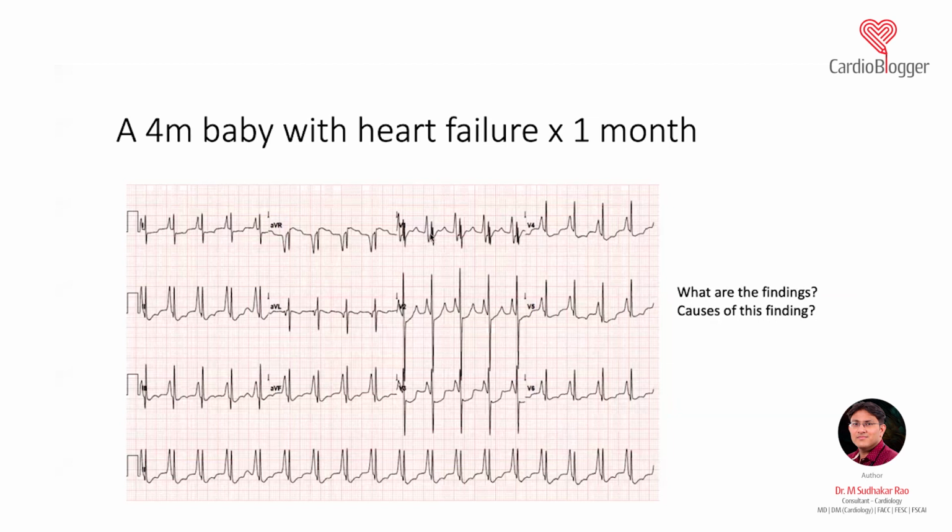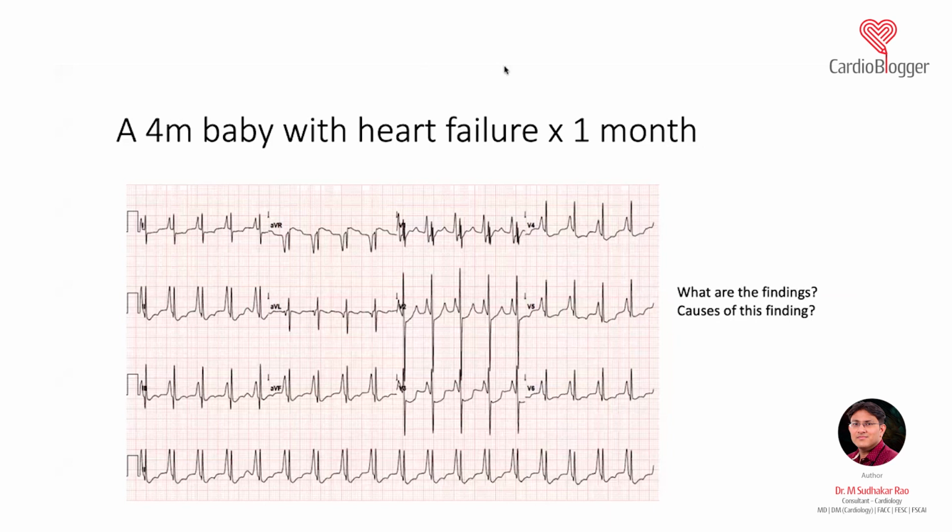So to differentiate the right from the left, we have to see whether the deflection is fast or slow. Here, if you see, the deflection in the P wave is actually very fast. It's not going like this. It's almost going from the initial to the terminal in one box only, so less than 30 milliseconds. So this is actually some form of right atrial enlargement.